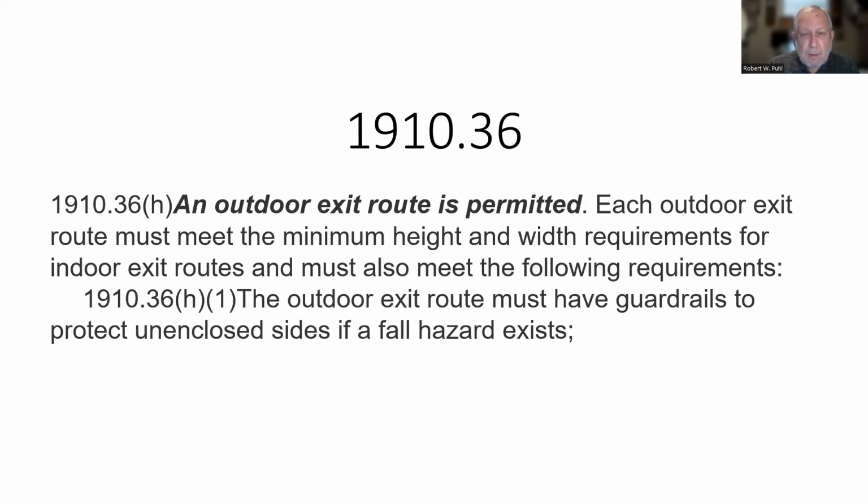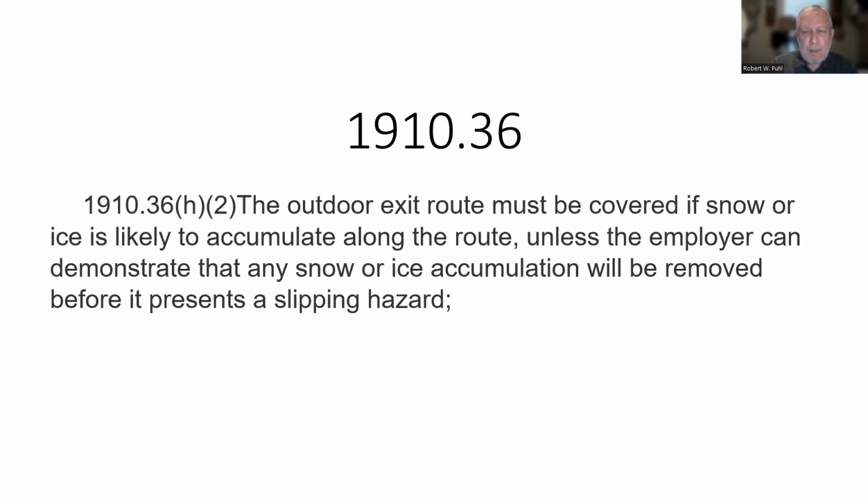An outdoor exit route is permitted. Each outdoor exit route must meet the minimum height and width requirements for indoor exit routes and must also meet the following requirements. The outdoor exit route must have guardrails to protect unenclosed sides if a fall hazard exists. The outdoor exit route must be covered if snow or ice is likely to accumulate along the route, unless the employer can demonstrate that any snow or ice accumulation will be removed before it presents a slipping hazard. Yeah, I don't know. If it's outside, I don't know how you can do that.